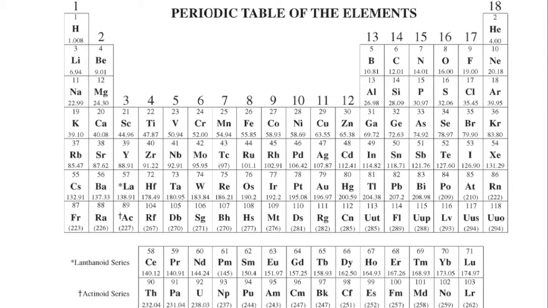The first row of the periodic table has no neon, so that means I will write down 1s2. And then I look at the second row, and neon is at the end, so I write down 2s2 and 2p6.